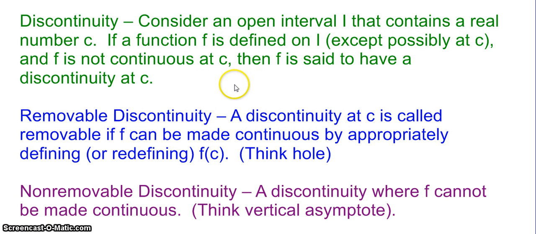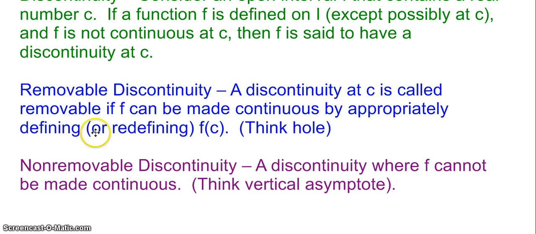So, discontinuity. Consider an open interval I that contains a real number c. If a function f is defined on I except possibly at c, and f is not continuous at c, then f is said to have a discontinuity at c. So if it's not continuous, then it has a discontinuity. A removable discontinuity is a discontinuity at c that is called removable if f can be made continuous by appropriately defining or redefining f of c. So, like I said before, think about a hole. A non-removable discontinuity is a discontinuity where f cannot be made continuous. So think about an asymptote or a jump.